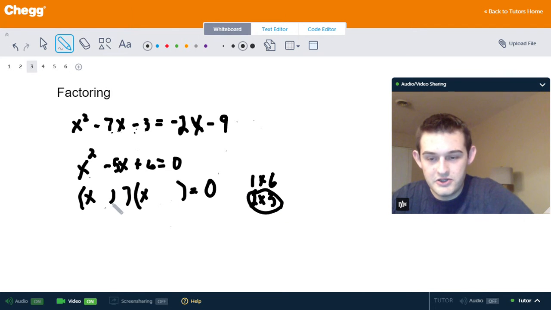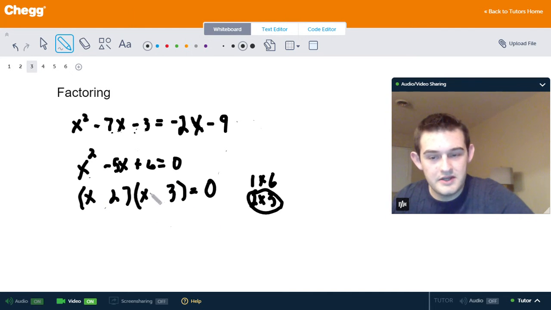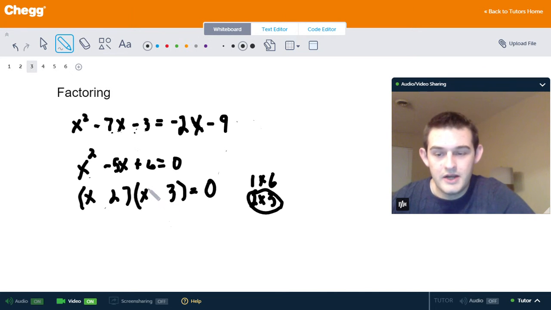So that'll be a 2 and a 3. Now I have to decide if this is going to be plus or minus in here and here. Are we going to subtract 2 from the x, or add 2 to the x, and add 3 to the x, or subtract 3 from the x here? So the way I determine what my signs are is from here.